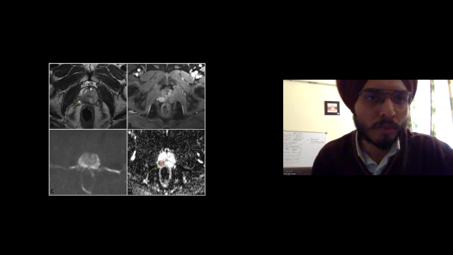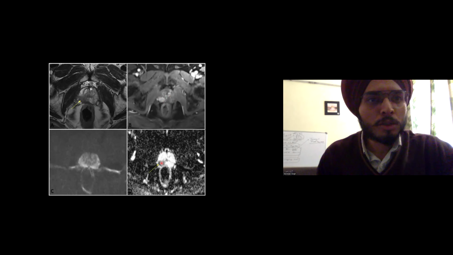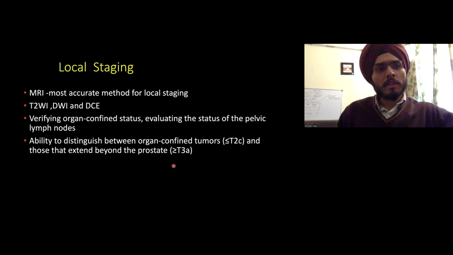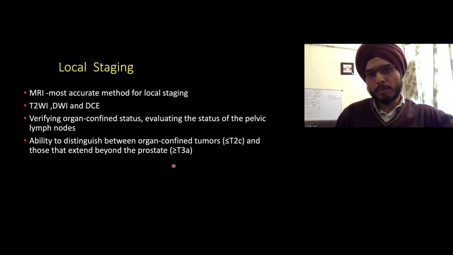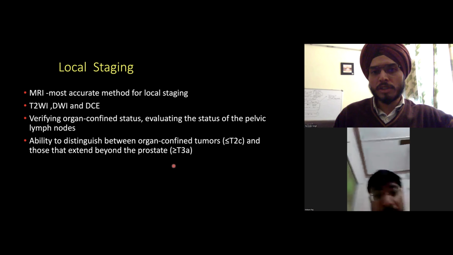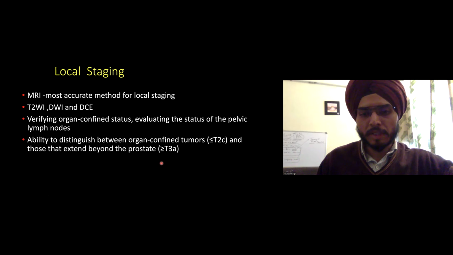This is highly suggestive of a PI-RADS 5 lesion. So MRI, yes, it is quite accurate for local staging, and we can assess the pelvic lymph node status of the patient. It can tell us whether the lesion is within the prostate or is having an extraprostatic extension, which will upstage the tumor.